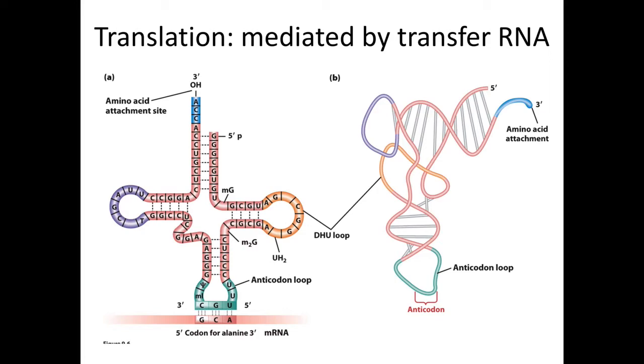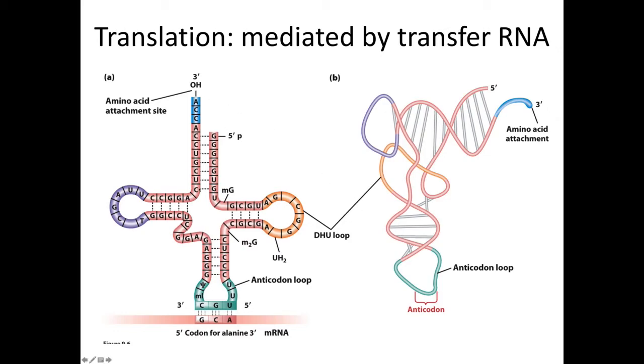The way that translation fundamentally occurs, though, there has to be a bridge between the world of nucleic acids and the world of amino acids. And this is mediated by transfer RNA. Transfer RNAs are the bridge between these two forms of information content.